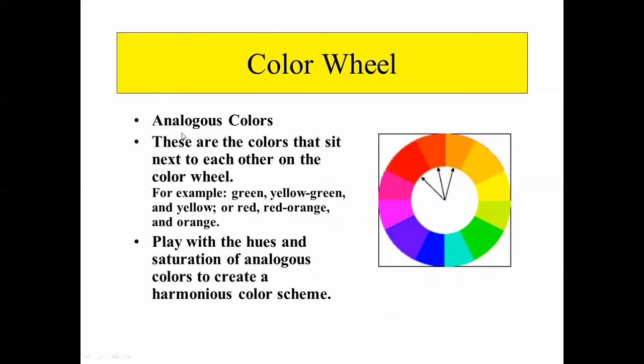Now, analogous colors are colors that are next to each other on the color wheel. For example, green, green, and yellow, or red, orange, and orange. Play with the hues and saturation of analogous colors to create a harmonious color scheme.